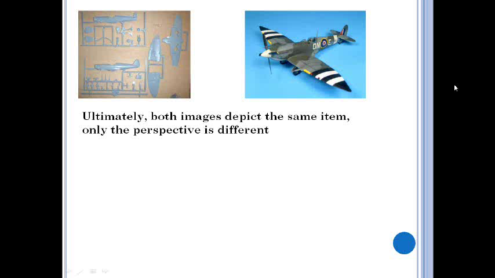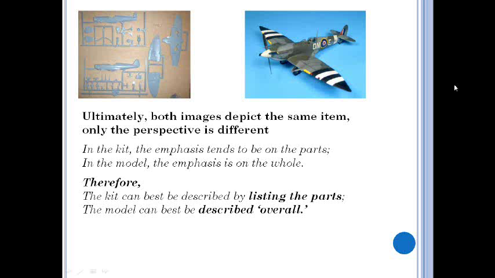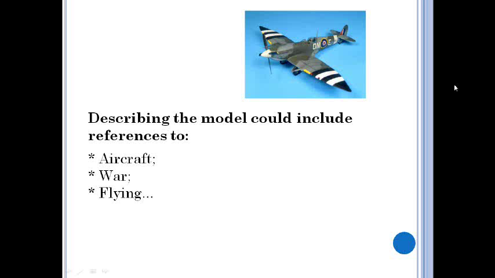Ultimately, though, both images of the kit and the completed model are of the same item. It is only the perspective that is different. In the kit, the emphasis tends to be on the parts, whereas in the model, the emphasis is on the whole. Therefore, the kit can best be described by listing the parts, whereas the model can best be described overall. Describing the kit could include references to a list of the parts, a numbering of the components, a list of the accessories. Whereas in describing the model, we could include references to aircraft, war, flying.